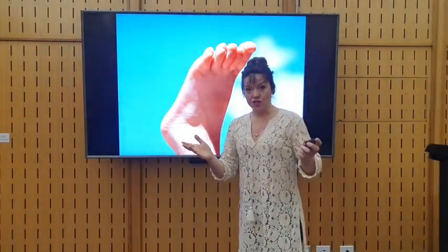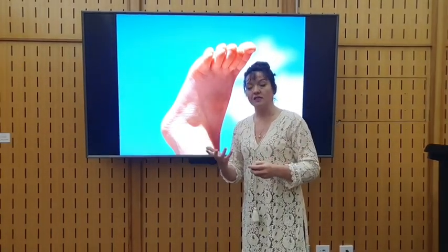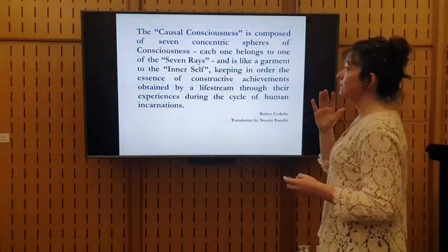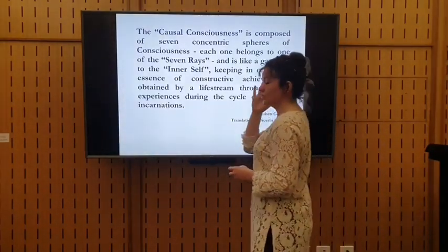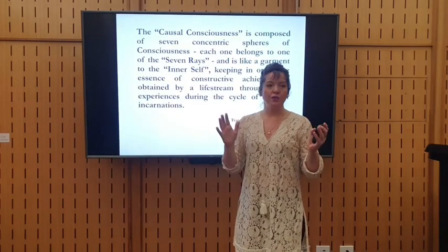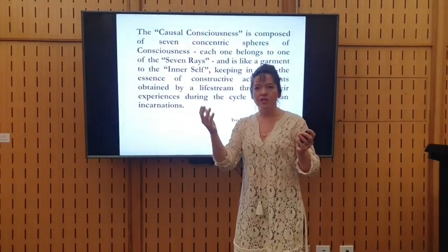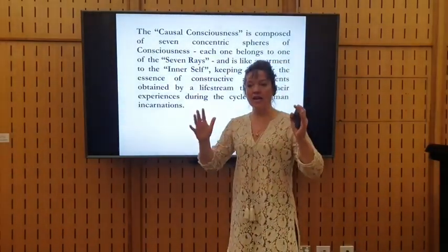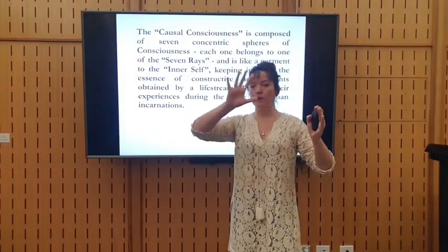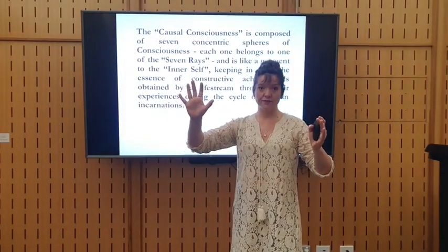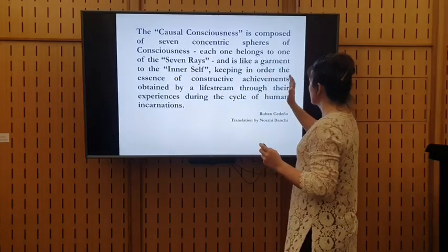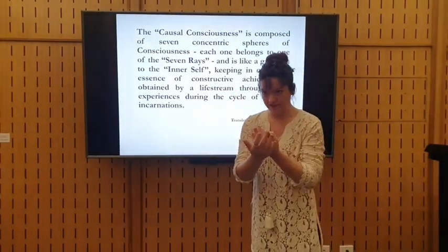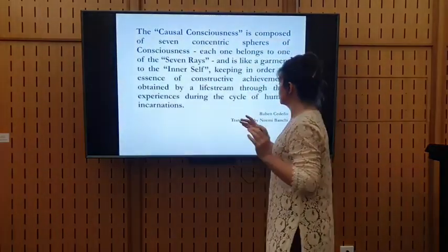Well, all that introduction was to understand what is causal consciousness. So the causal consciousness is composed of 7 concentric spheres of consciousness. But how are we going to imagine or think of consciousness? We need a drawing. We are going to see a representation. But for now, causal consciousness is composed of 7 spheres of consciousness, and each one belongs to one of the 7 rays, and is like a garment to the inner self. We are going to see all of that in an image, in a moment.